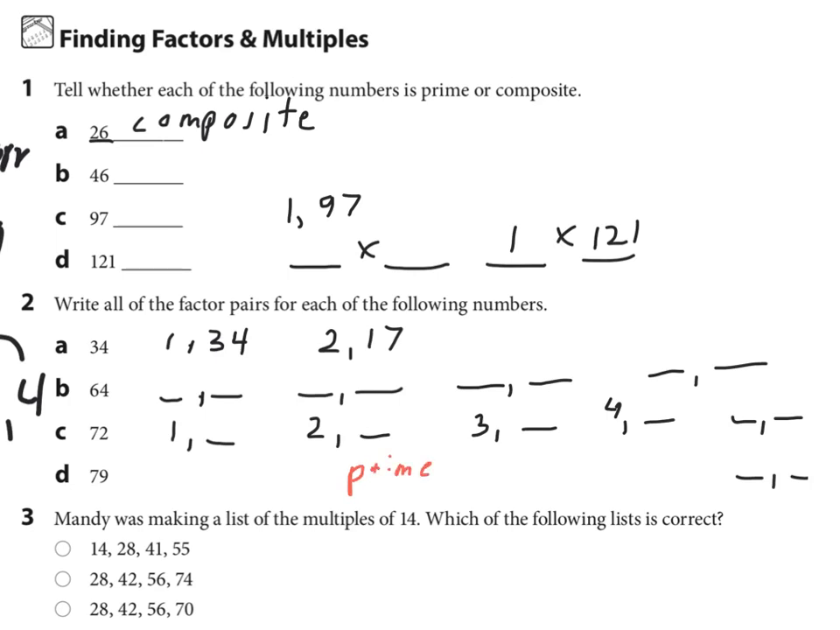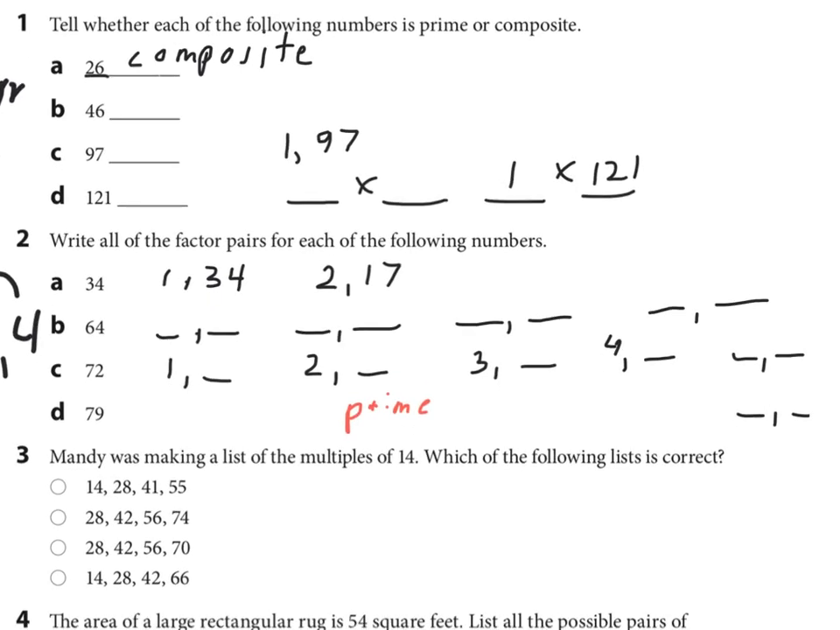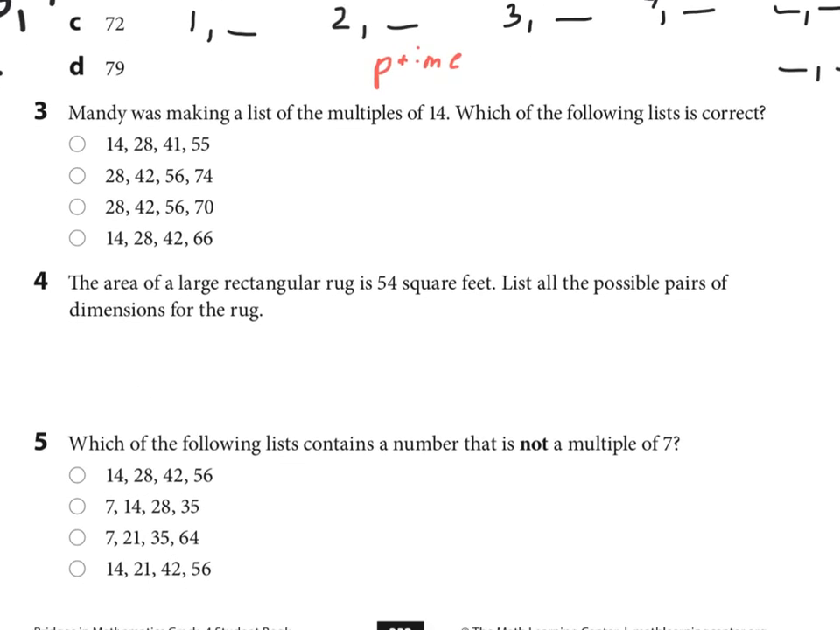And now we have multiples. So let's look here. Which are multiples of 14? Right away, I know it's not the first one because there's an odd number here. 55 is odd. It can't be odd. So this one is no good. I would just write out the multiples to figure it out. So keep adding 14. The next would be 42. Add 14 to that. And then you can figure out which list is right.